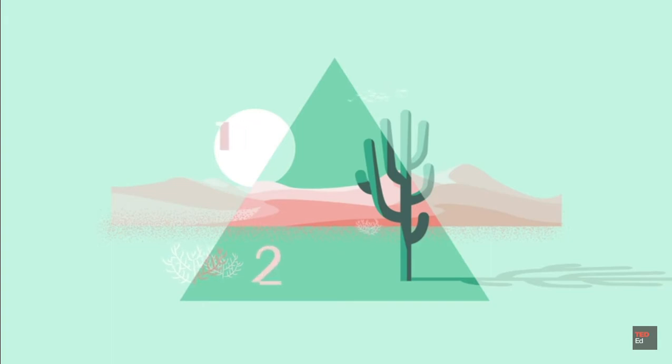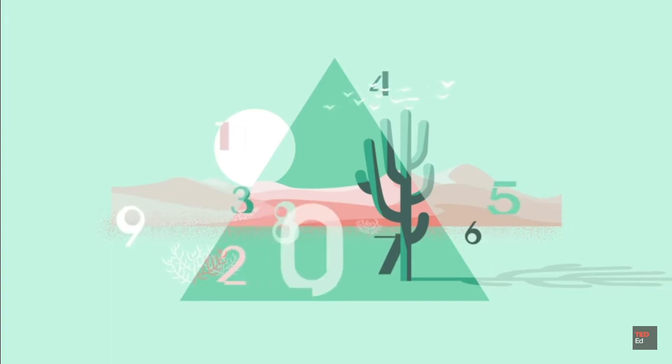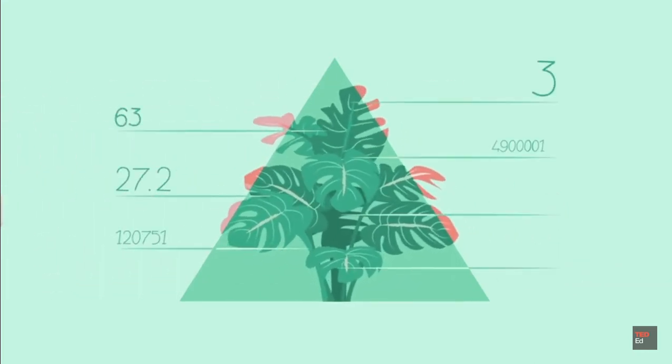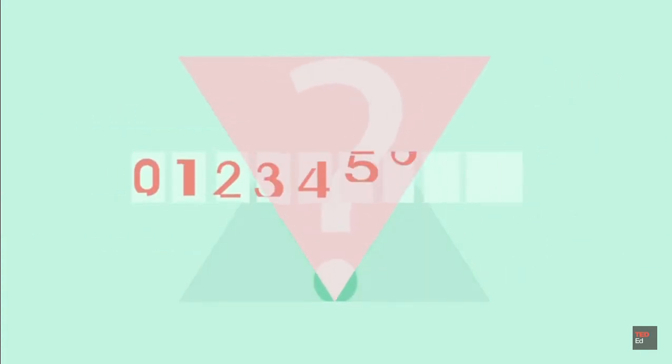1, 2, 3, 4, 5, 6, 7, 8, 9, and 0. With just these 10 symbols, we can write any rational number imaginable. But why these particular symbols? Why 10 of them? And why do we arrange them the way we do?